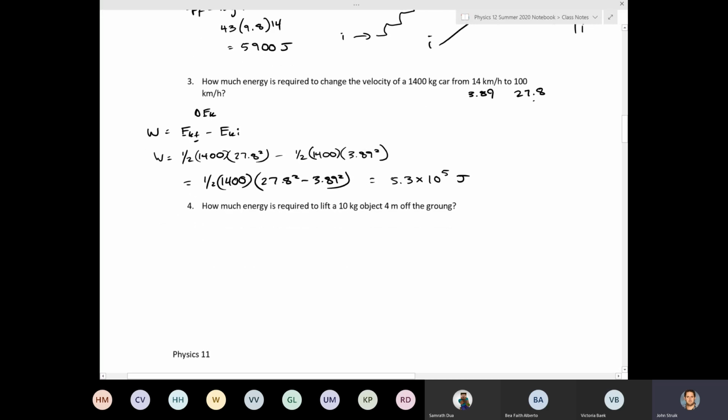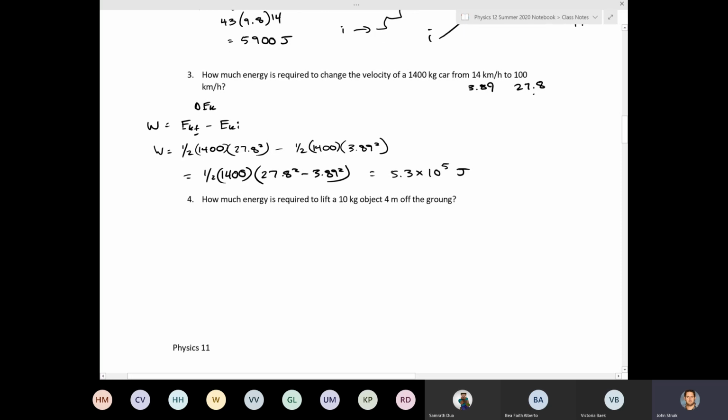And then the last one: how much energy is required to lift a 10 kilogram object 4 meters off the ground? There are two ways you can do this. There's the force way, and then there's the change in energy way. So I'll show you both. If we go based off of work equals F times d, because it's asking how much energy is required, so how much work is done to lift a 10 kilogram object, we need to look at what's at play here. If the object is on the ground and we're lifting it upwards, the FA that you're using to lift up is opposing gravity.